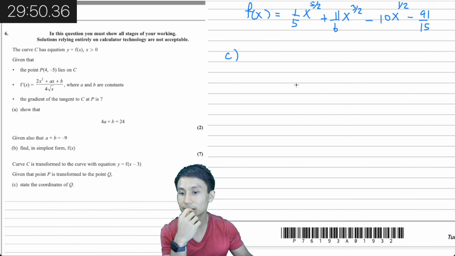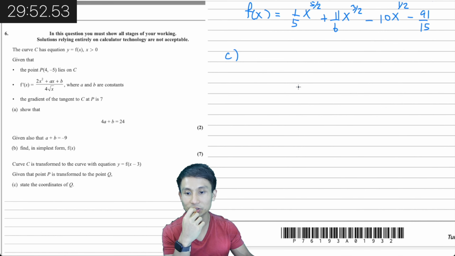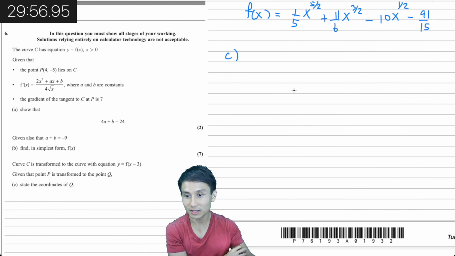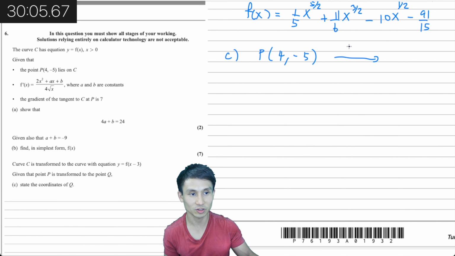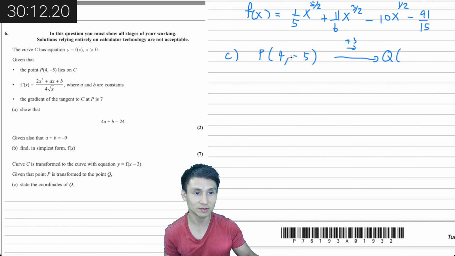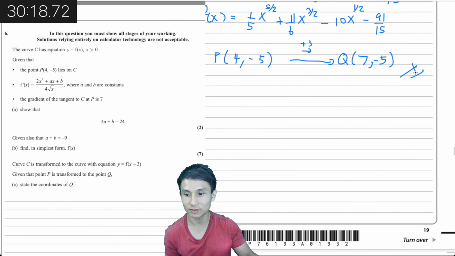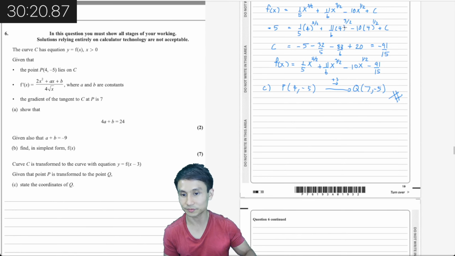Curve C is transformed to the curve with that equation. So this is shifting to the right by 3 units. Given that point P is transformed to the point Q, state the coordinates of Q. Well, P is (4, -5) again, transformed to Q, so it's just shifting right by 3 units. Shifting right means x will be added by 3, so that's 7. The y remains the same, so we get that. That is the coordinates of Q, all right?